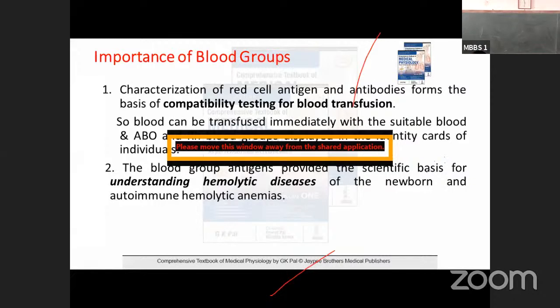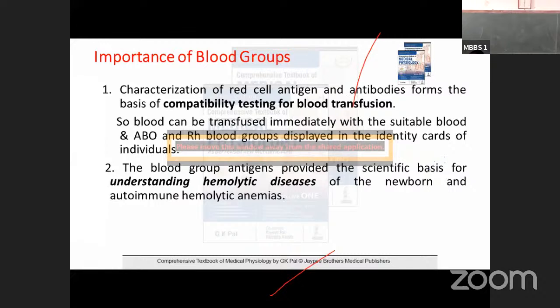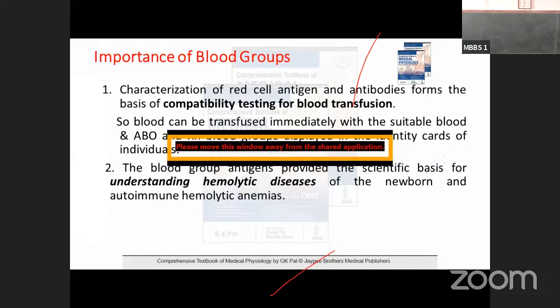Then this provides a scientific basis for understanding hemolytic diseases like thalassemia or erythroblastosis fetalis, which is present in the RH negative mother if transfused or in the second pregnancy. RH antibodies are developed during the first pregnancy. So in the RH negative mother, there are more chances of erythroblastosis fetalis. So it gives the scientific basis to understand hemolytic diseases in the newborn and autoimmune hemolytic anemias.